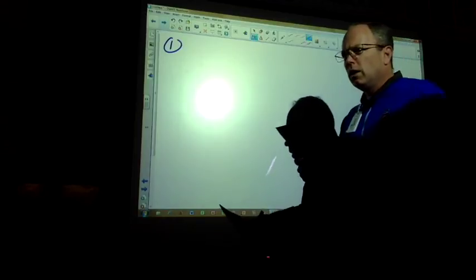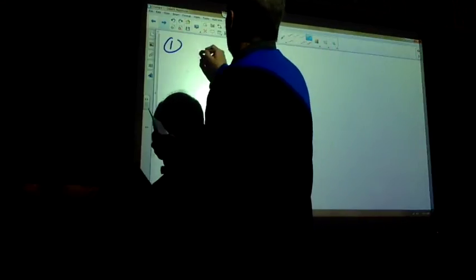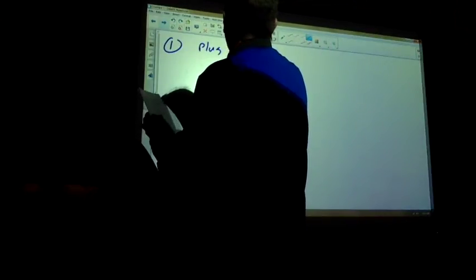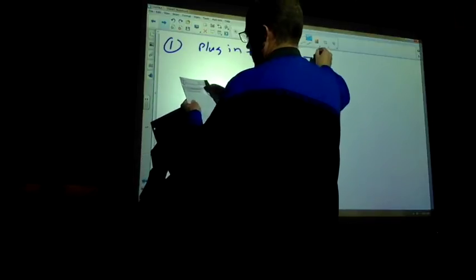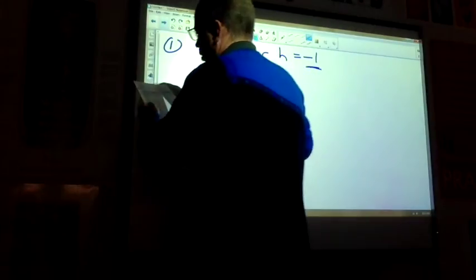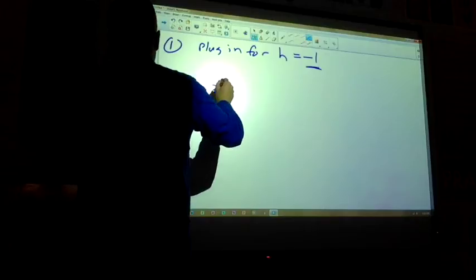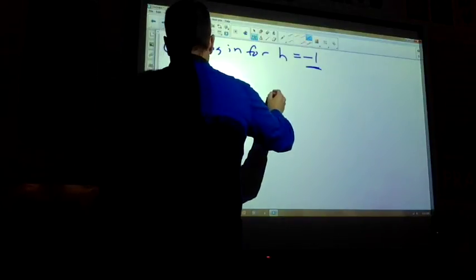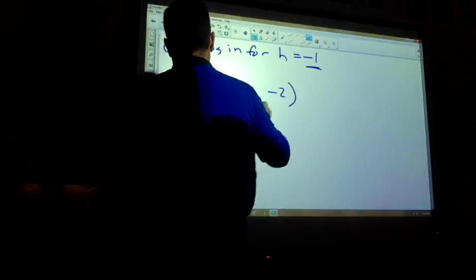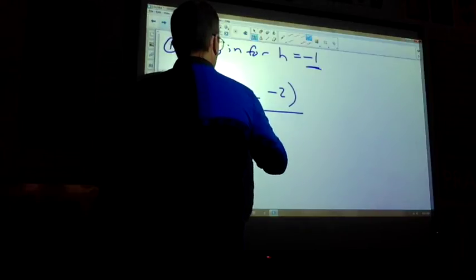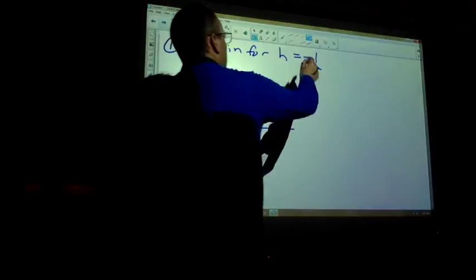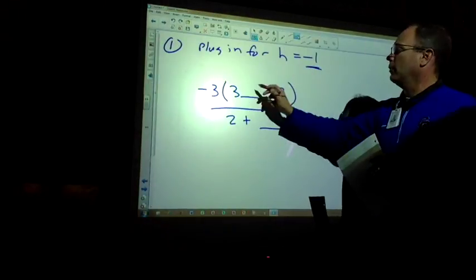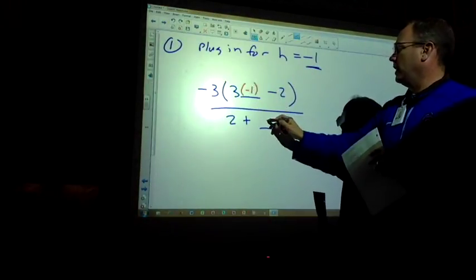Yeah. So we're going to plug in for h. We're going to put negative 1 in wherever we have an h in the whole problem. So I have negative 3 times 3. I'm going to put a dash there. Negative 2 over 2 plus dash. So there was an h there. What am I going to put in? 1. Not 1, negative 1. So that's a negative 1, and that's a negative 1.